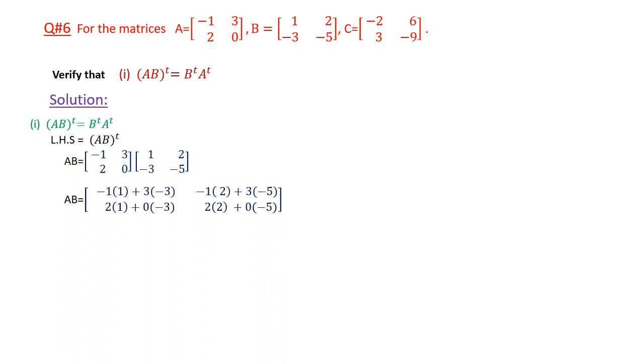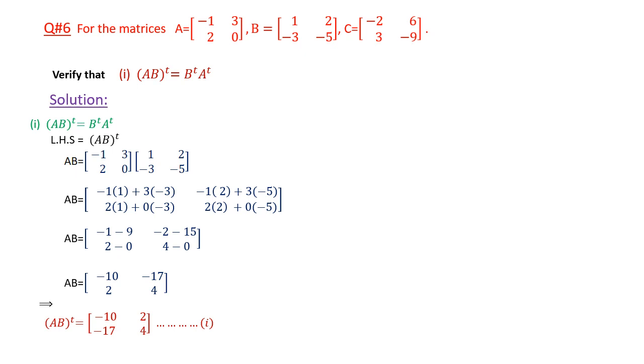By multiplying the entries of A and B, and after solving, we have the result of AB is equal to this one. This implies that by taking the transpose, we have AB transpose is equal to minus 10, minus 17, 4, by showing equation number 1.